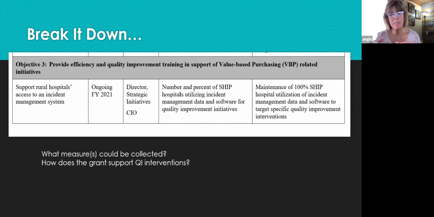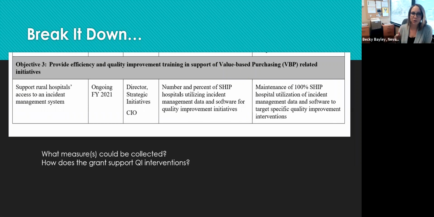We have some ways of capturing some data and getting them to use it. But just because they have the software doesn't mean they're actually using it for, as this one says, specific quality improvement interventions. So what kind of interventions are we looking to do with this software? What is it we want them to utilize it for? Does that make sense?